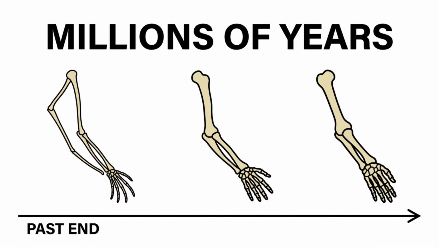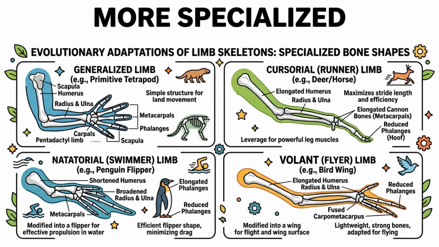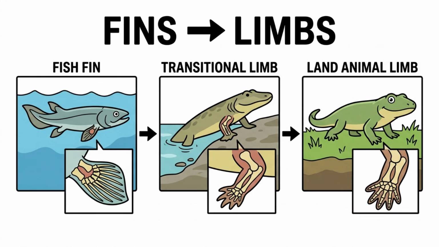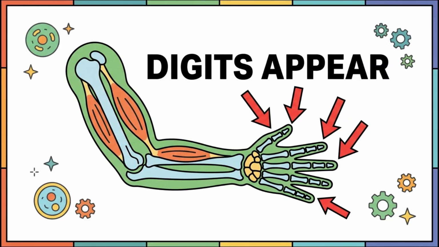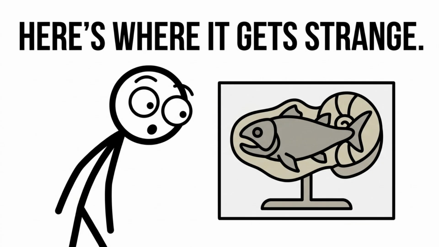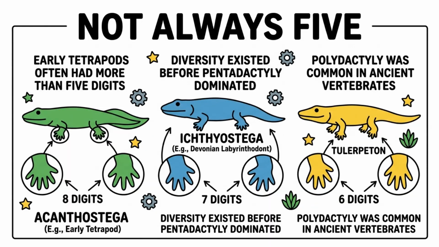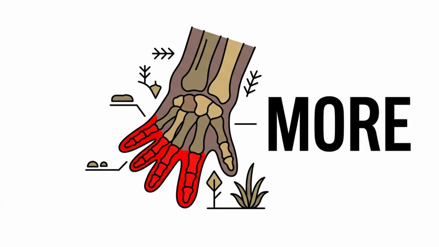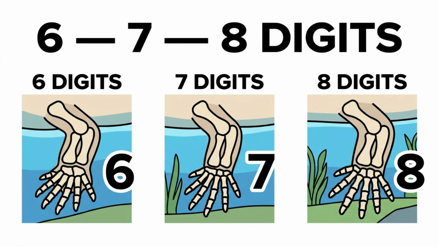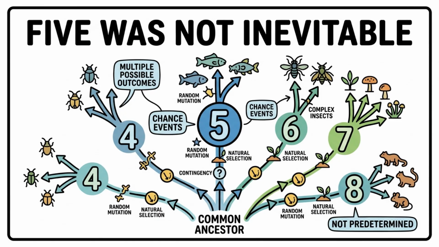Over millions of years, those early structures became stronger. Joints became more flexible. Bones became more specialized. Fins became limbs. And eventually limbs developed digits. But here is where the story becomes strange. Early 4-legged animals did not always have 5 digits. Some had more. A lot more. Scientists have found ancient tetrapods with 6, 7, and even 8 digits. So 5 was not inevitable.